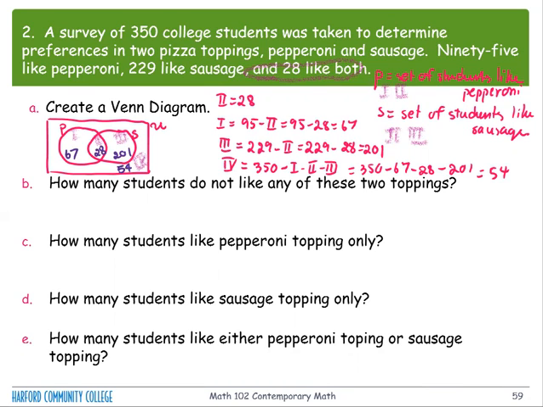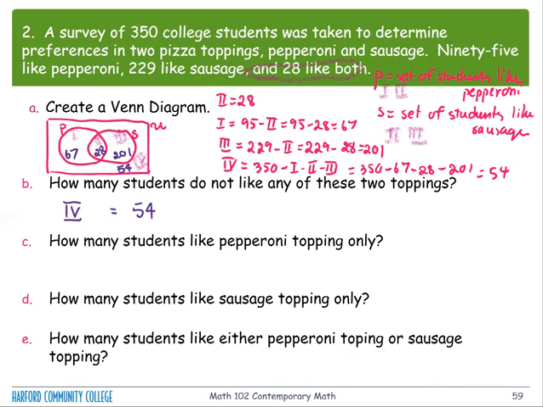And next, we are going to use the Venn diagram to answer the questions. From what we have, how many students do not like either of these two toppings? That is asking for the number in region 4. And in region 4, from the Venn diagram, the number is 54. Therefore, 54 would be the number of students that do not like either of these two toppings.